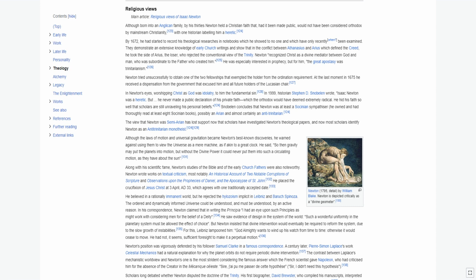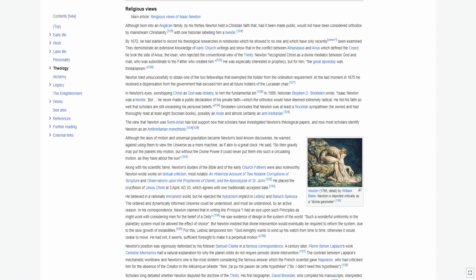He believed in a rationally immanent world, but he rejected the hylozoism implicit in Leibniz and Baruch Spinoza. The ordered and dynamically informed universe could be understood, and must be understood, by an act of reason. In his correspondence, Newton claimed that in writing the Principia, "I had an eye upon such principles as might work with considering men for the belief of a deity."